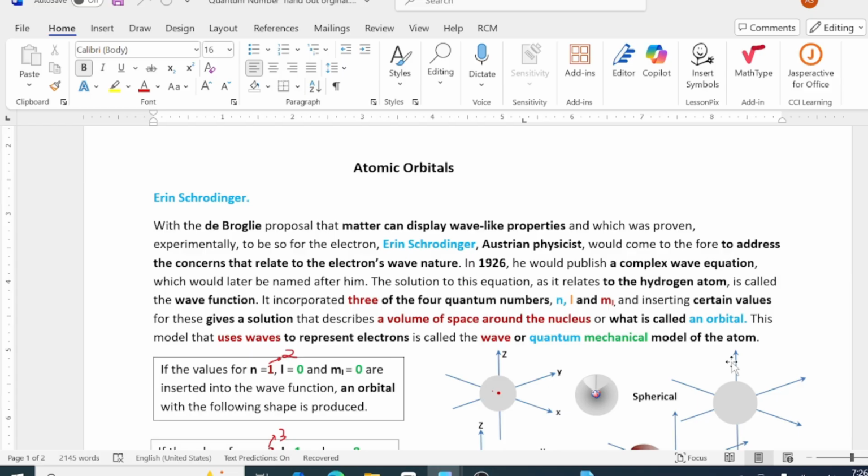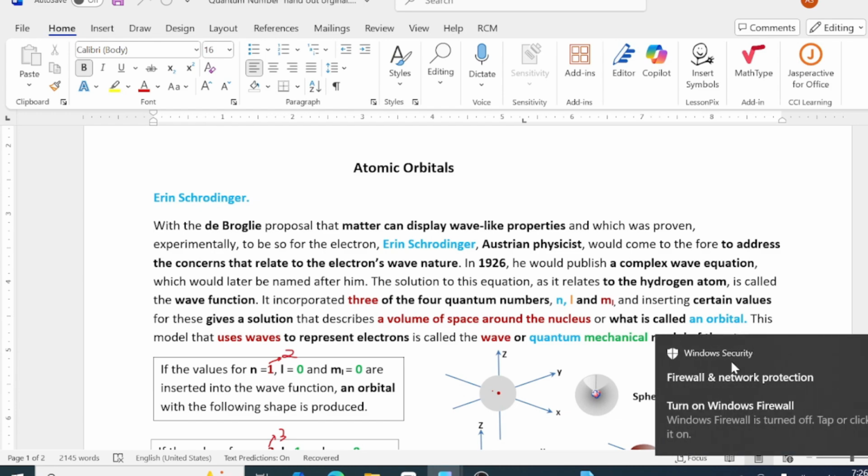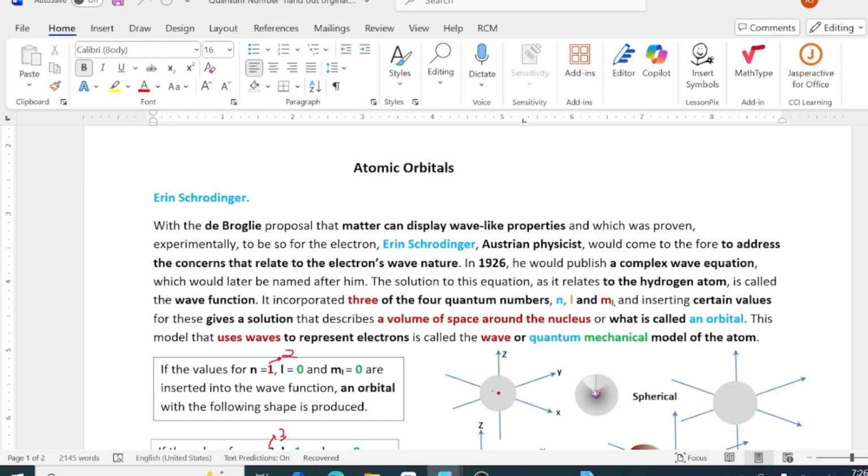It incorporated three of the four quantum numbers, n, l, and ml, and inserting certain values for these gives a solution that describes the volume of space around the nucleus, or what is called an orbital. This model that uses waves to represent electrons is called a wave or the quantum mechanical model of the atom.